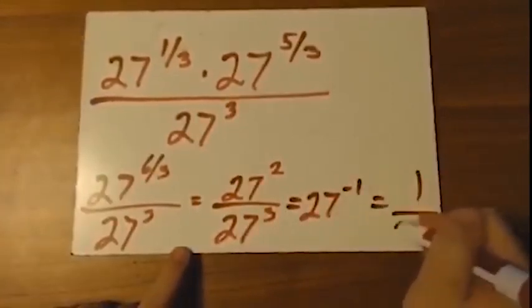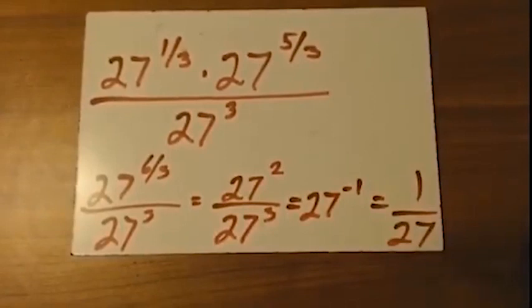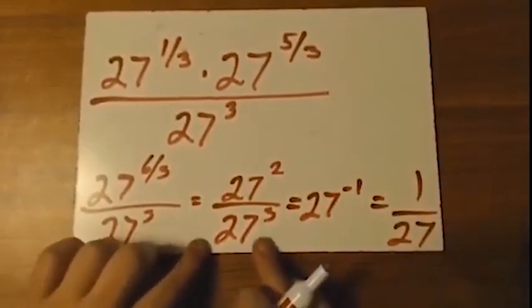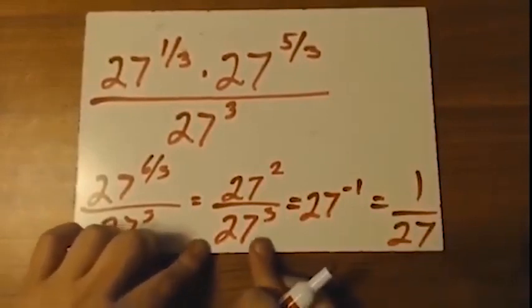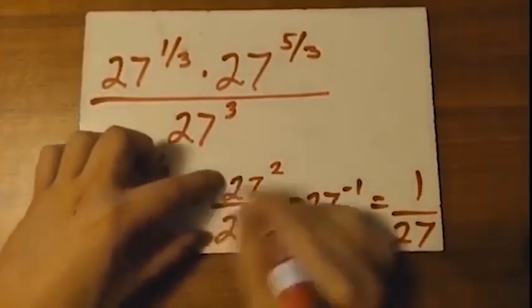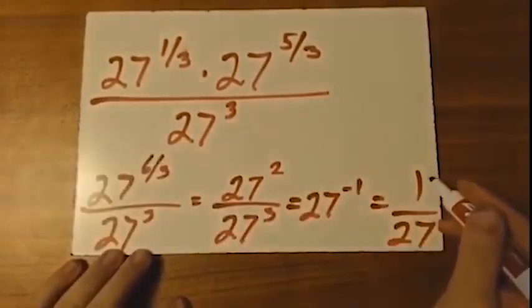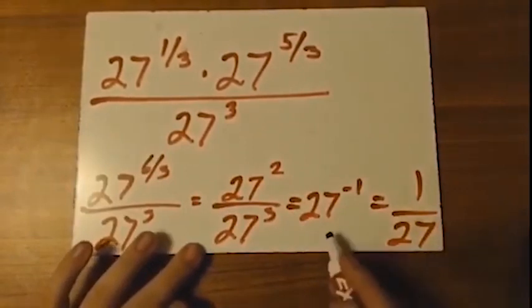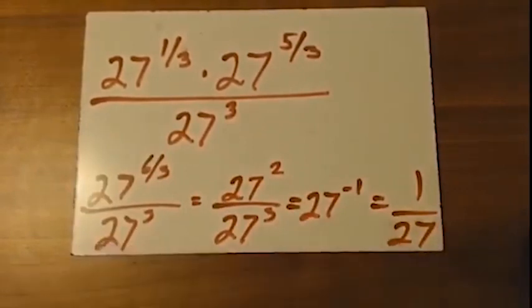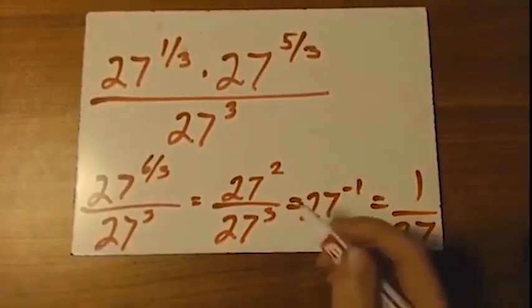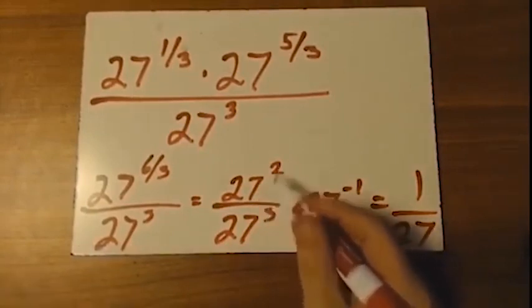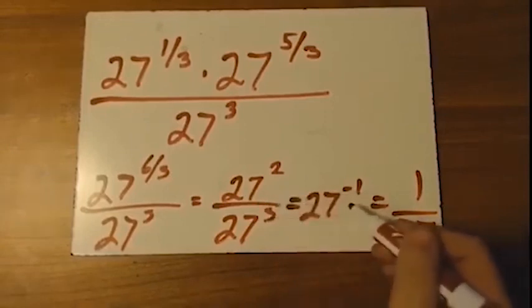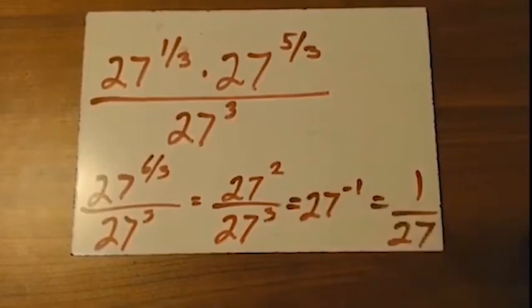or 1 over 27. Two ways to get that. You can go, oh, there's one more factor of 27 on the bottom than on the top, so the top cancels out completely, leaving a 1, and we have 27 on the bottom. Or the quotient rule. 27 to the 2 minus 3 is 27 to the negative 1. We cannot have negative exponents in our answer, so 1 over 27.